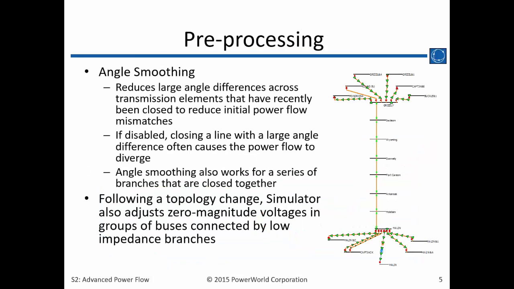So now we'll talk about pre-processing a little bit. What is angle smoothing? Again, we want to reduce large angle differences across elements that have recently been closed to reduce the initial power flow mismatch. If disabled, closing a line with a large angle difference often causes the power flow to diverge, and we want to avoid that. Angle smoothing also works for a series of branches that are close together.